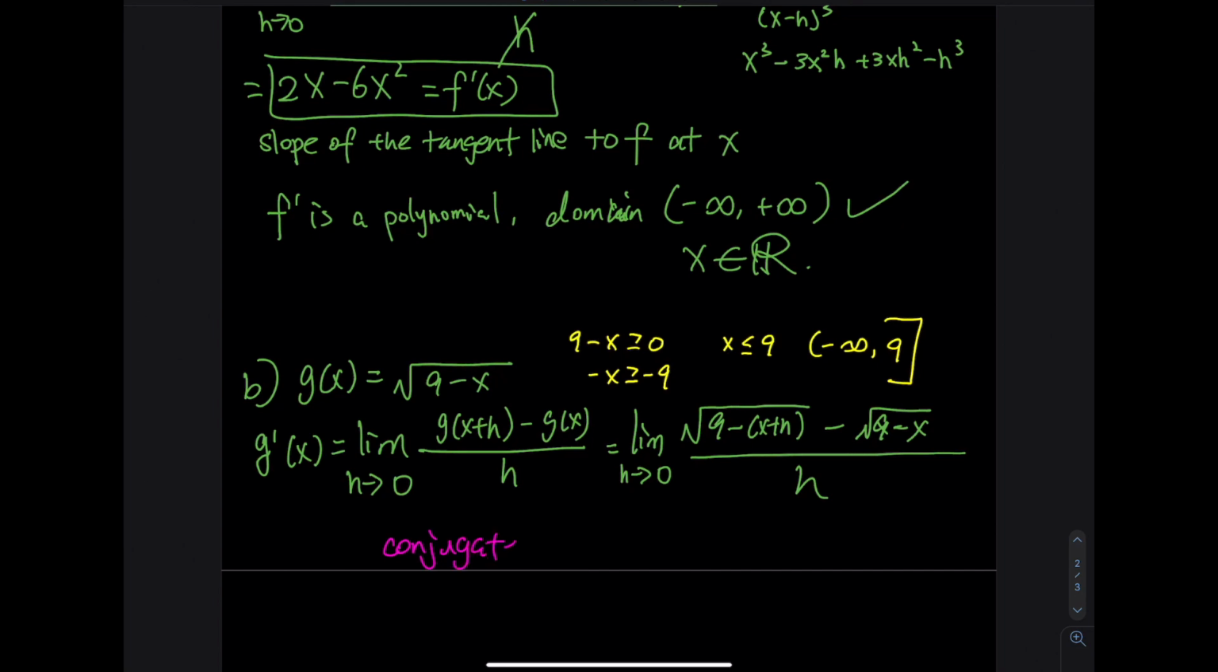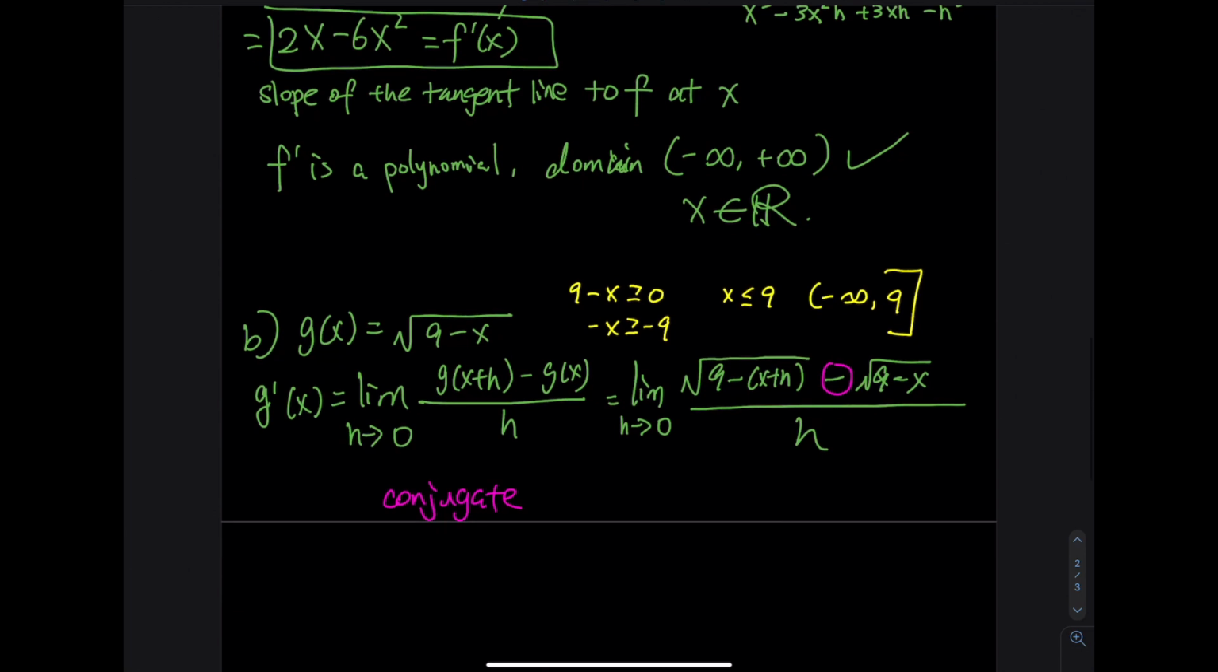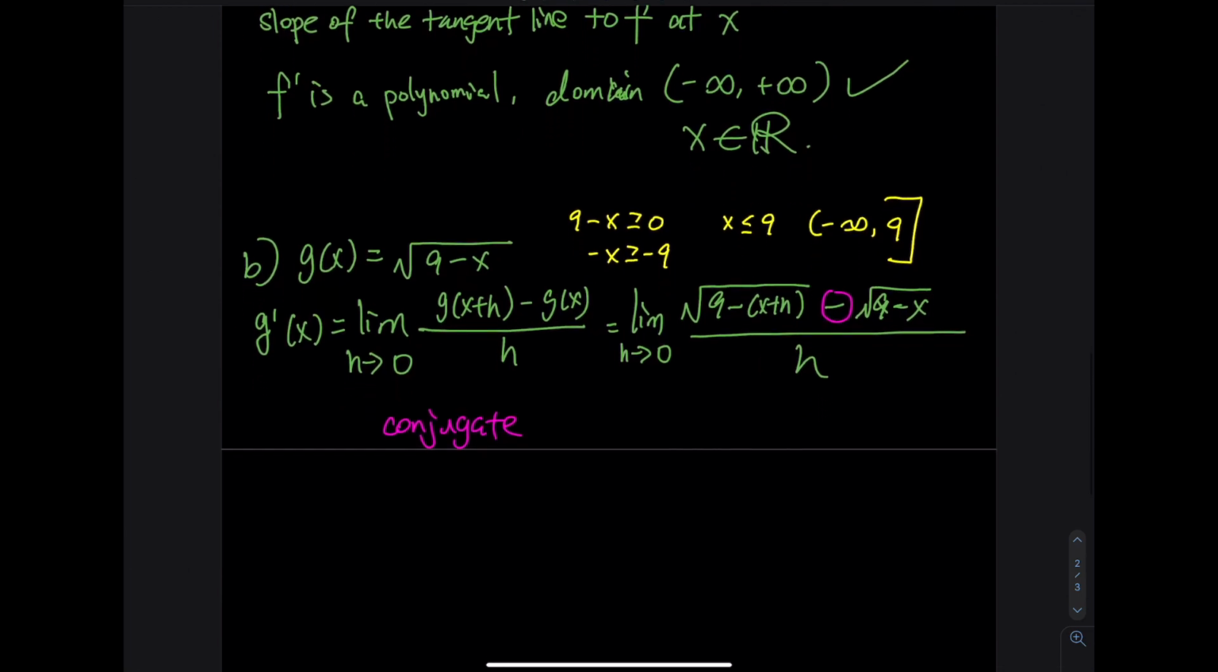What is conjugate? Conjugate is the opposite sign. We talked about conjugate in the previous lessons. So you have to multiply the top and bottom by the square root of 9 minus x plus h plus the square root of 9 minus x. So that is for the top. The denominator, you just follow this because you have to make the conjugate equal to 1. Otherwise, you will change the problem.